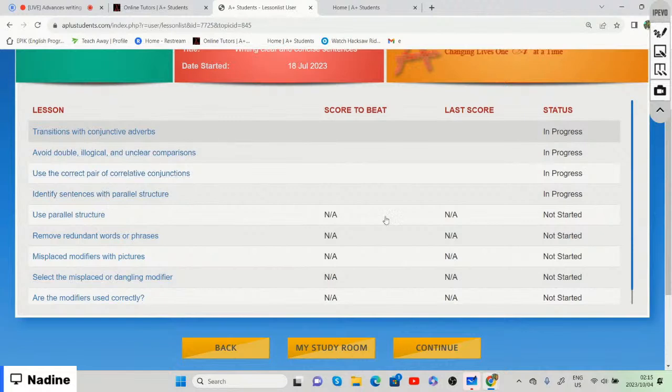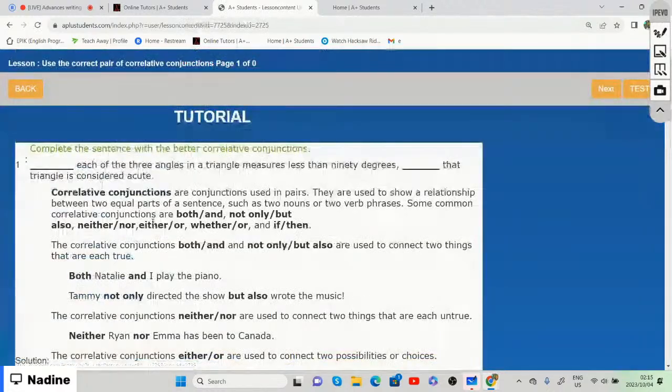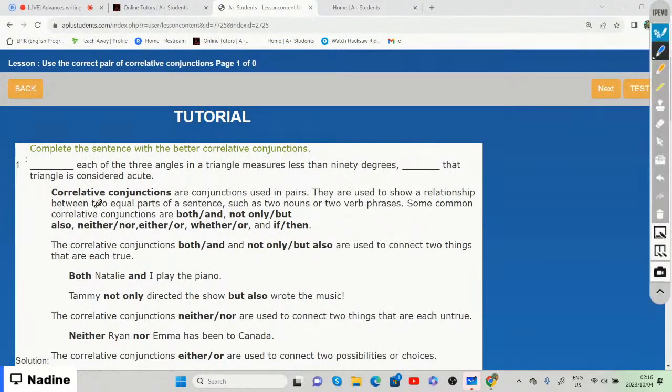Sorry. So we are now at using the correct correlative conjunction. In order for us to use the correct correlative conjunction, we said it is basically where the conjunctions are used in pairs, right? And we said the most common one that we mainly use is and, right? So it's either you say both or you say and, and is usually the most common one that we use.